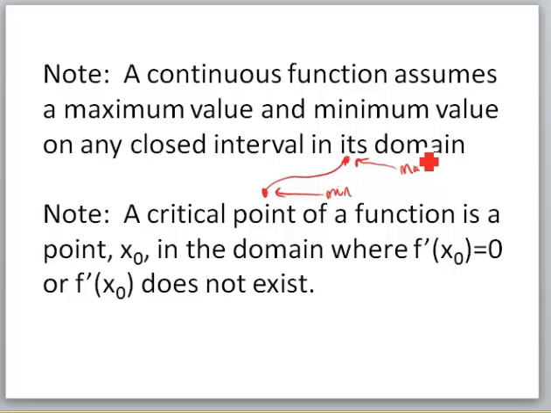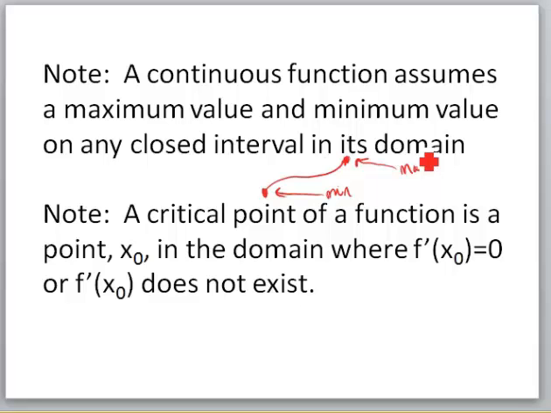The second note I have is about a critical point. A critical point of a function is a point x sub 0, I'll name it, in the domain where the first derivative equals 0 or where it does not exist.